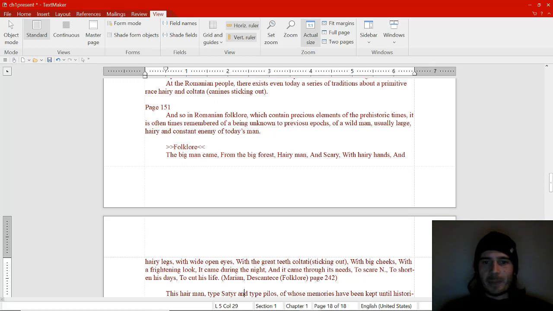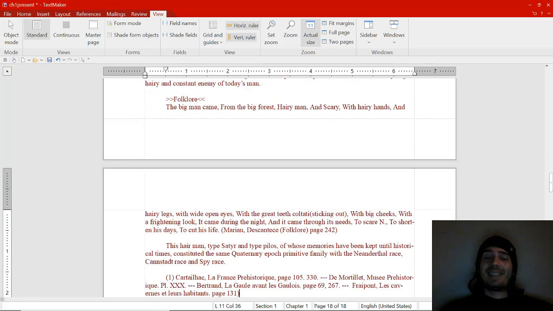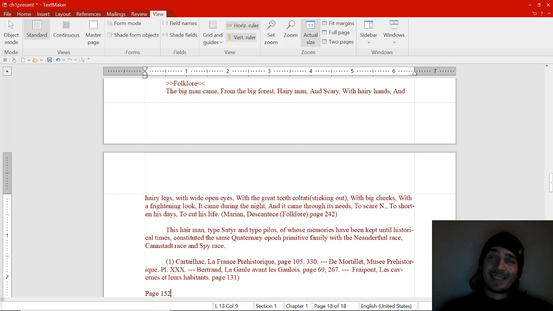The big man came from the big forest, hairy man and scary, with hairy hands and hairy legs, with wide open eyes, with the great teeth called sats, with big cheeks, with a frightening look. He came during the night, and he came to scare and to shorten his days, to cut his life. And then Mariana, his folklore book. It literally sounds like a vampire coming into the middle of the night, coming to suck the blood out of whomever to cut his life. Doesn't it? So we got the Satyri and the vampires and the Neanderthals and the Cro-Magnon.